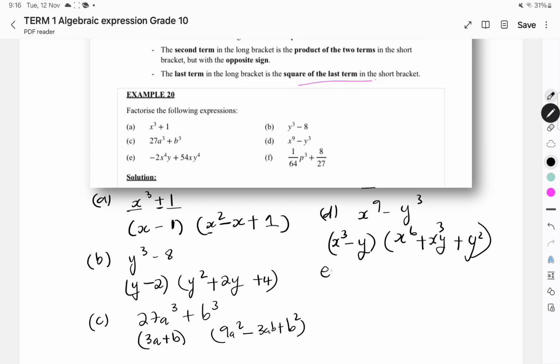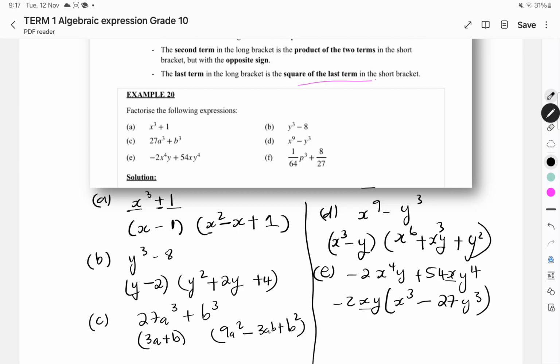That becomes your answer. Number E, we have minus 2x^4 y minus 54xy^4. So the question will come and say factorize, you check. But this one, I have a common factor there. My common factor is minus 2, and then also I can take x out as a common, and also y out as a common. I already did this in lesson number 1. When I divide this, the 2 will go, x^4 divided by x is x^3. The y will go, minus 54 divided by 2, you get minus 27. The x will go, y^4 divided by y is y^3.